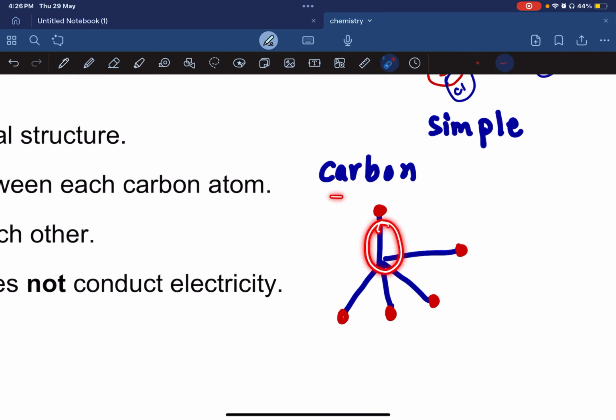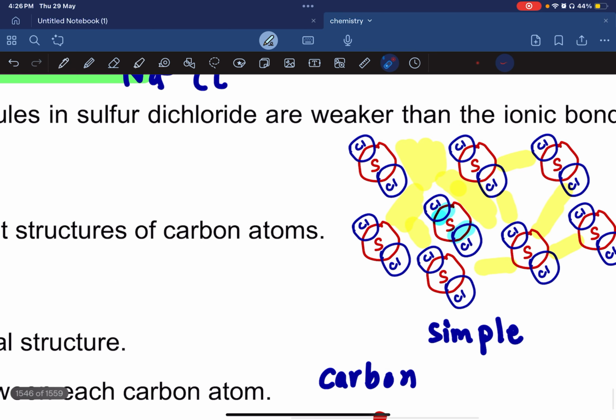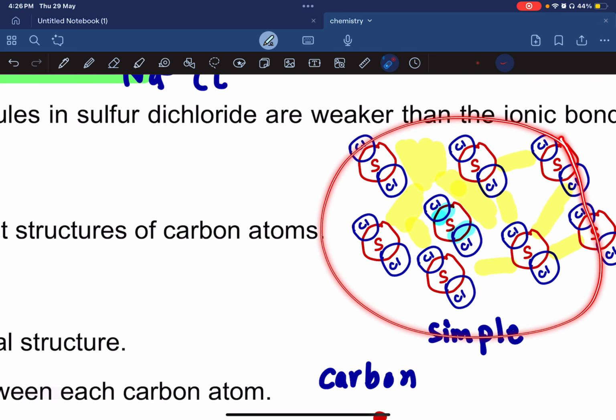In diamond, graphite, and all giant covalent substances that have high melting and boiling points, you're breaking the covalent bonds. But over here, you are not. In simple molecular substances, you have low melting and boiling points because you cannot break this covalent bond. What you break is the forces of attraction.